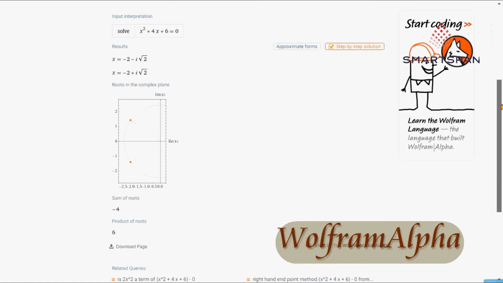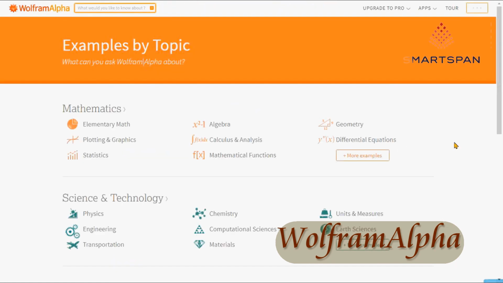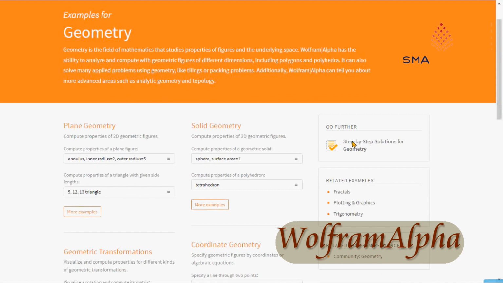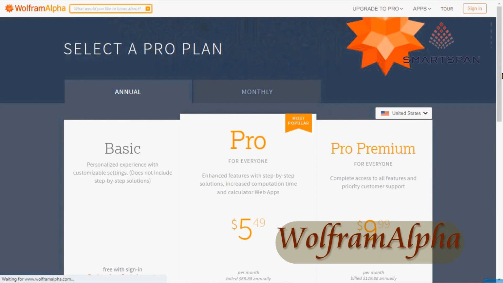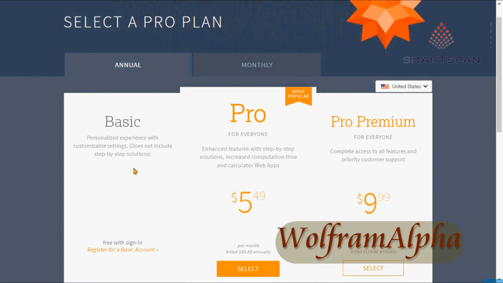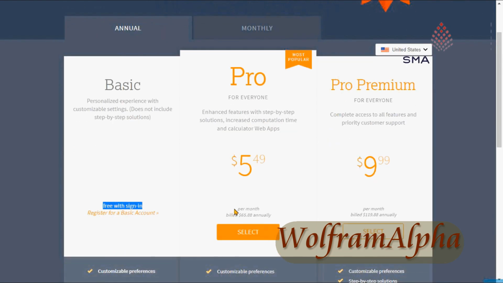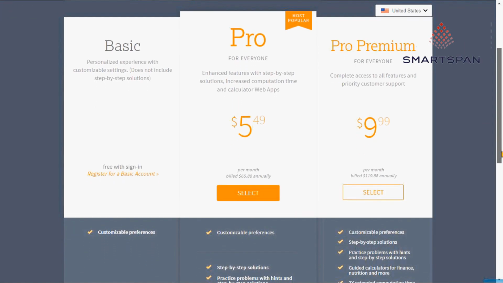WolframAlpha has broad knowledge and deep computational power when it comes to math. Whether it be arithmetic, algebra, calculus, differential equations or anything in between, WolframAlpha is up to the challenge. Get help with math homework, solve specific math problems, or find information on mathematical subjects and topics.